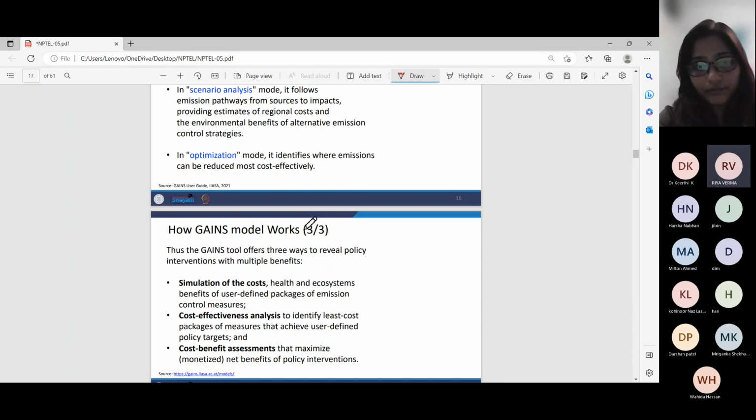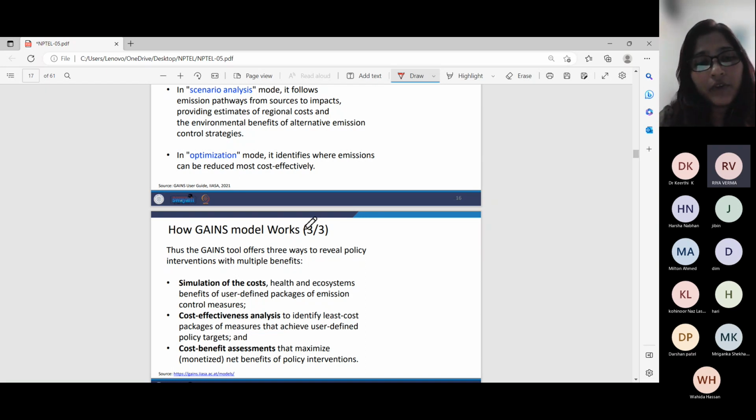Basically, here the benefit is in terms of your health and in terms of your ecosystem, and we go for those control measures where we are achieving a healthier environment and a more sustainable way to reduce the emissions.